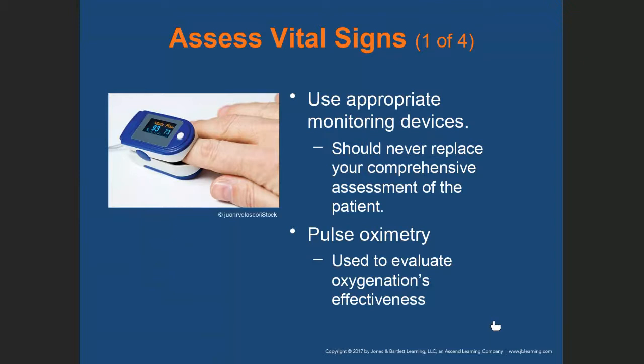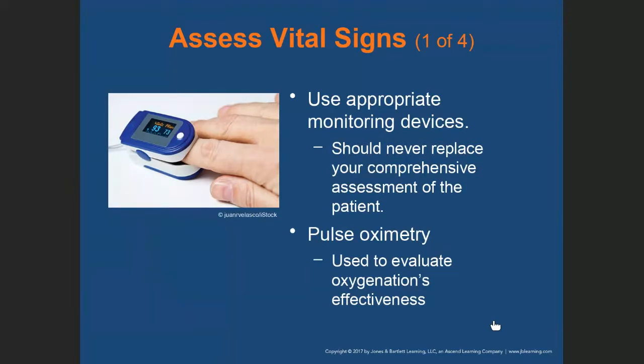And at this point, we're going to repeat things that we would have already checked. And when I say repeat, if you already did a respiratory rate or a pulse rate, you're going to do it again. Repeat things that you have already checked before, because we need to identify trends. You need to be able to determine if your patient is trending up or trending down. Use appropriate monitoring devices. They should never replace your comprehensive assessment of the patient.